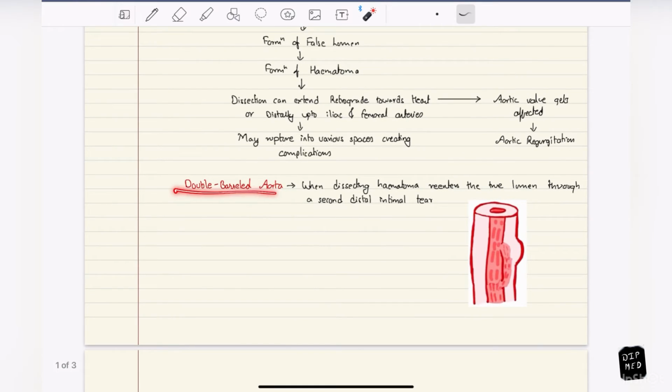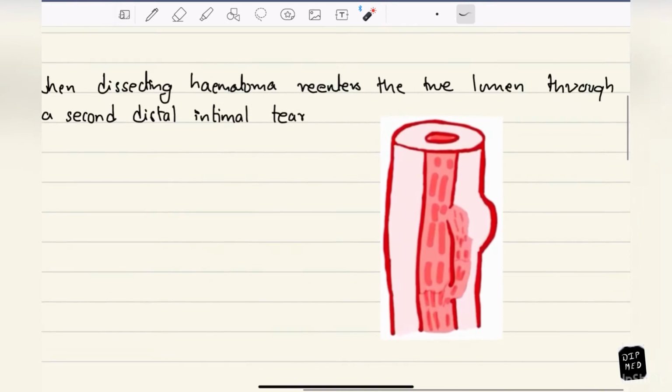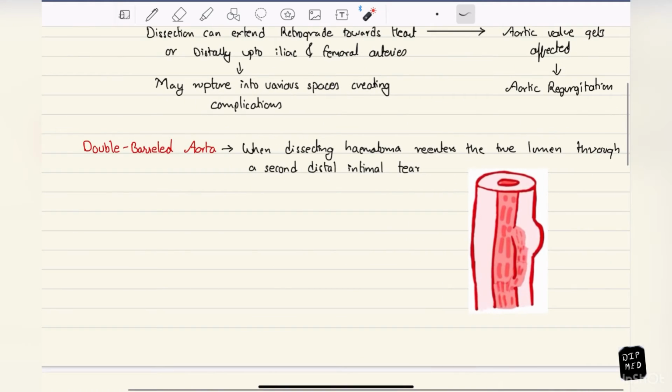What is a double-barreled aorta? So you can see in this picture, blood is dissecting through this tear in the proximal part. It is forming a false lumen here, and it is coming out from this distal tear. So it is sort of creating a double barrel right here. So this is what we call a double-barreled aorta.